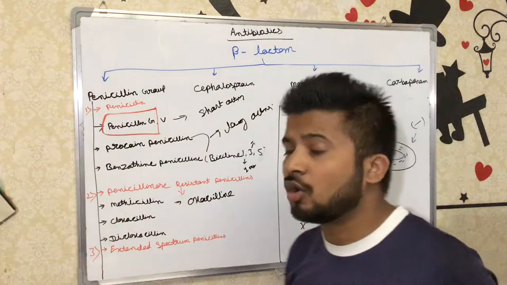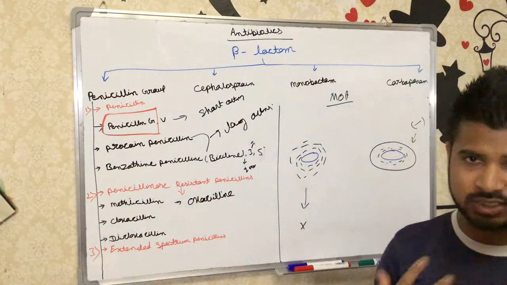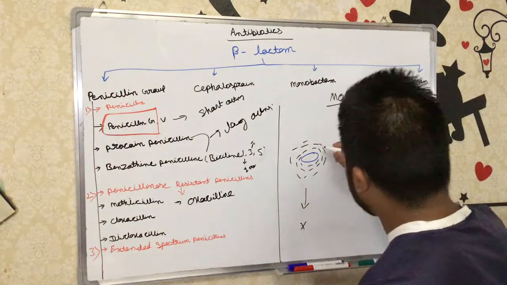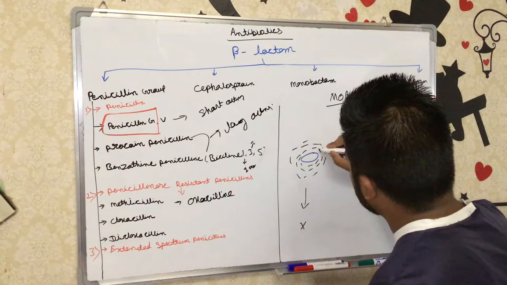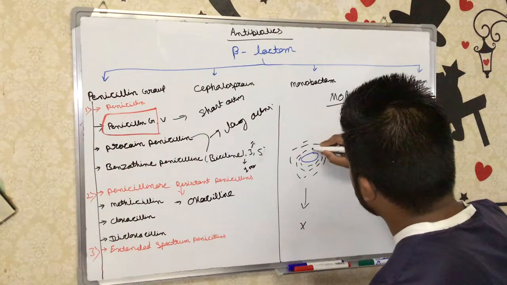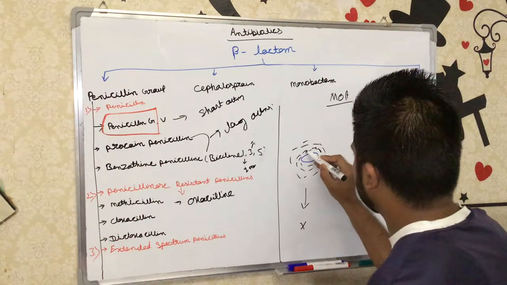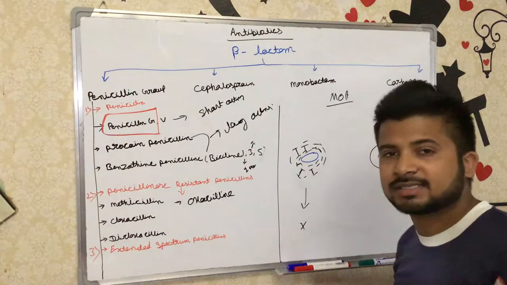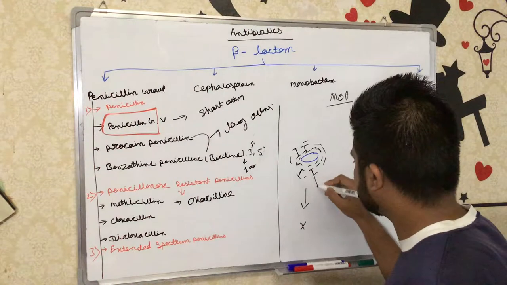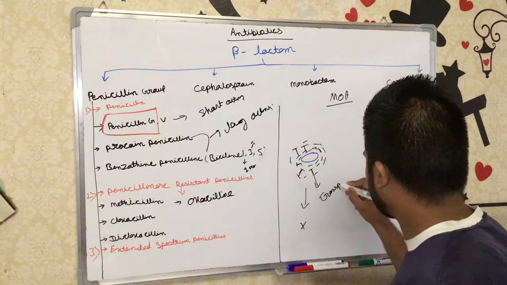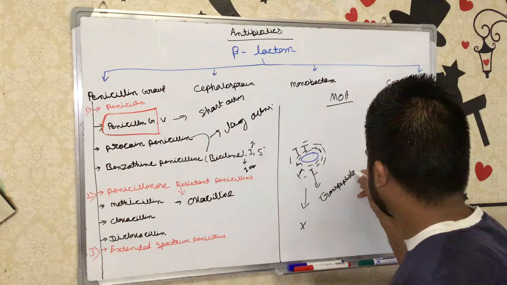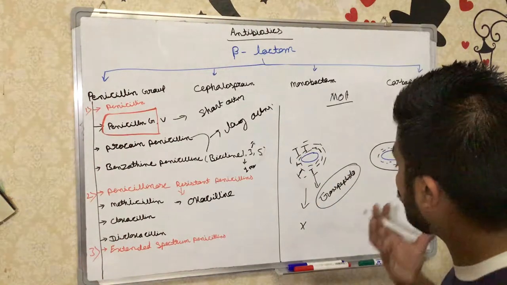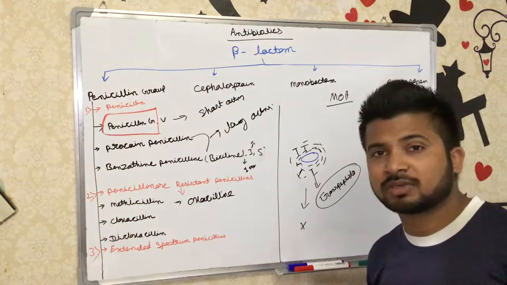Now we'll discuss how the drug influences the bacterial cell structure and how it kills the bacteria. First of all, as you remember, between this peptidoglycan there is the linkage. This linkage is the transpeptidase. What is the transpeptidase? Transpeptidase is the enzyme. What is the main function of the transpeptidase?